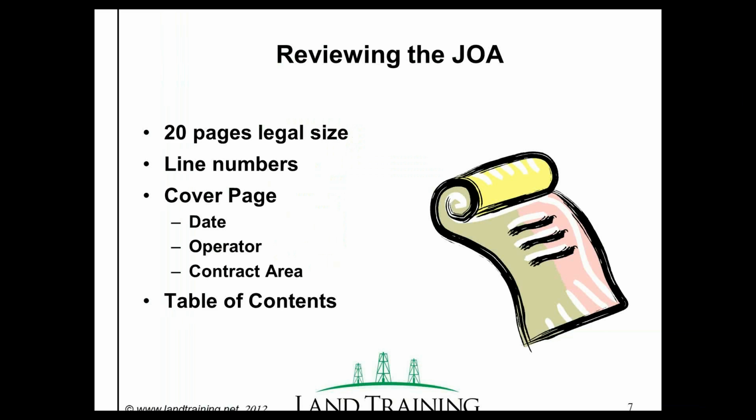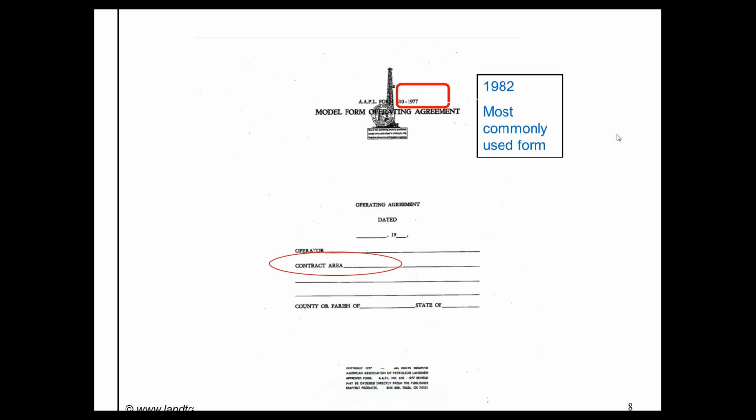Now, the 1982 form is the most common form, and that's the form that I've given you in Blackboard. 1982 is the most commonly used form. So why am I highlighting a 1977 form? Well, the reason is you may be dealing with an old property, and that old property might be governed by a 1977 joint operating agreement or a 1956 joint operating agreement. So you have to be familiar with the different types of joint operating agreements.